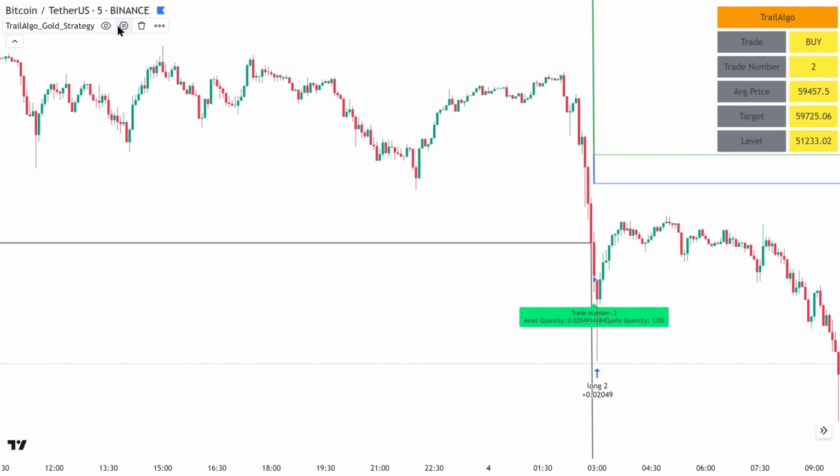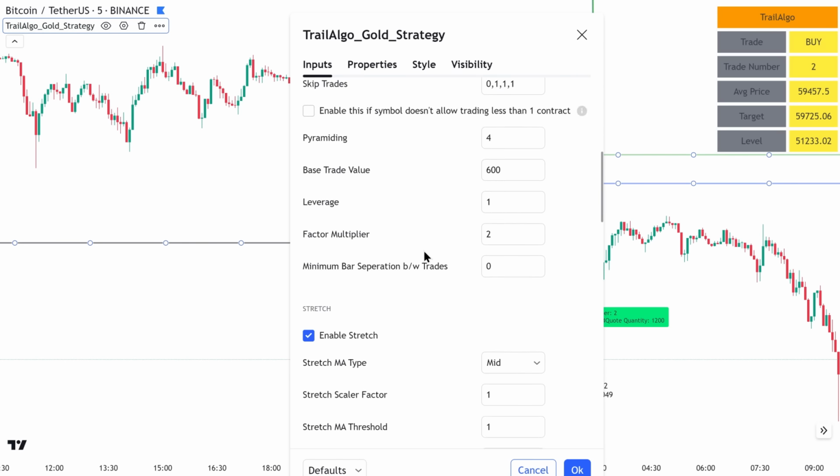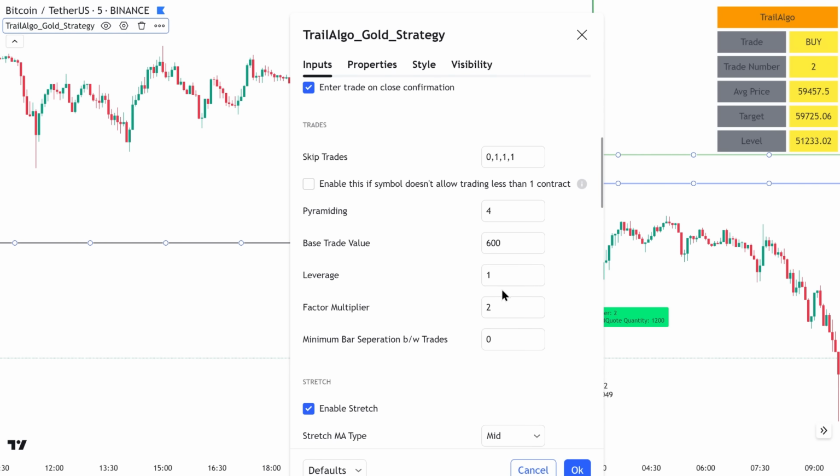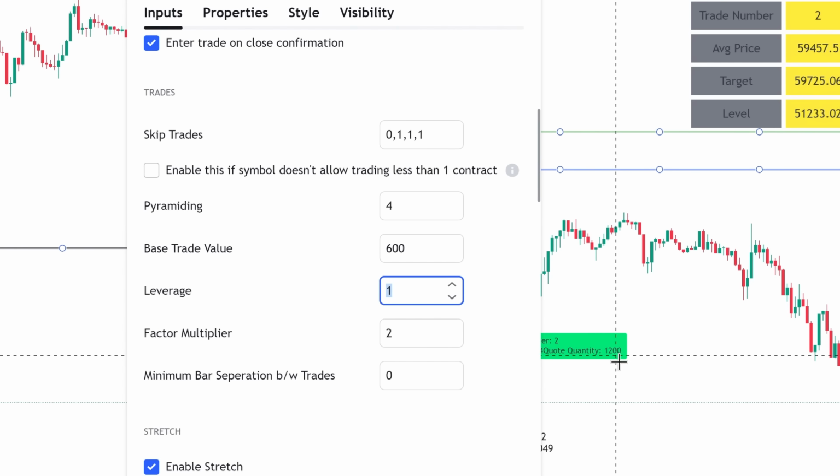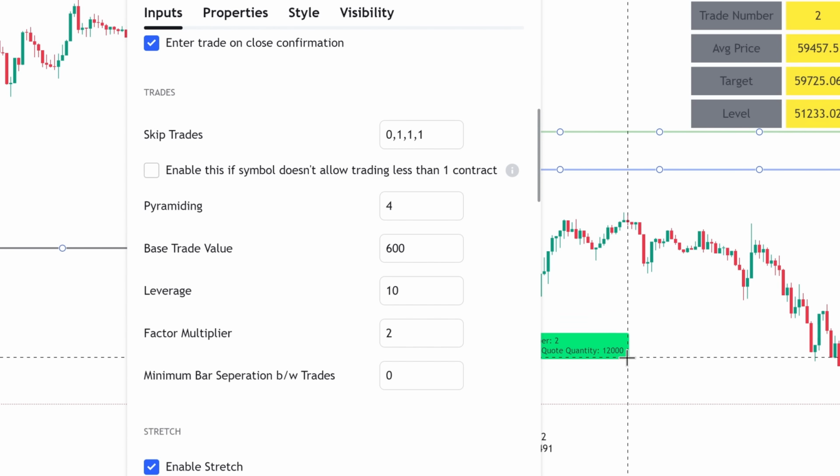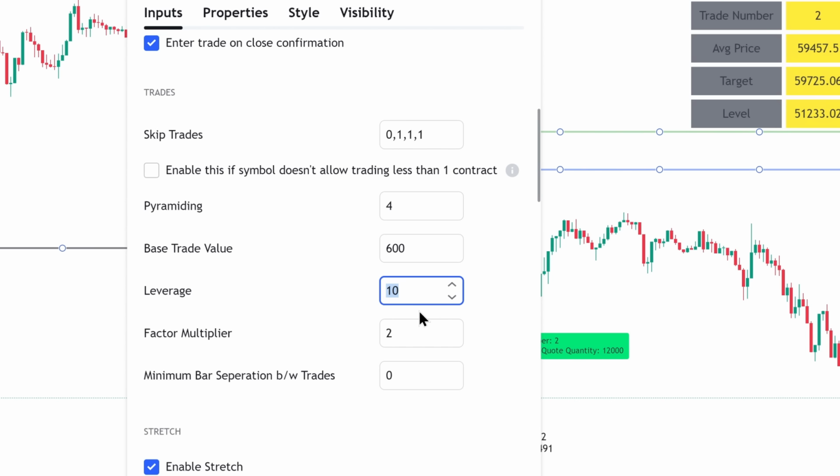Leverage is another critical aspect to consider. Leverage can amplify your gains but also increases your risk. Setting leverage to 1 means you're trading with your actual capital. Increasing leverage to 10 means you're trading with 10 times your capital, leading to potential significant gains or losses. Adjust leverage based on your risk tolerance and market conditions. Higher leverage can offer greater returns but also comes with increased volatility and risk of loss. Use it cautiously and ensure it aligns with your overall trading strategy and financial goals.